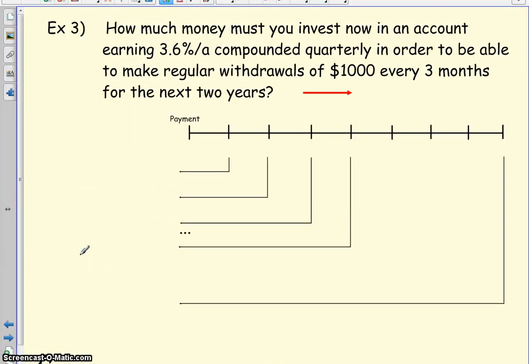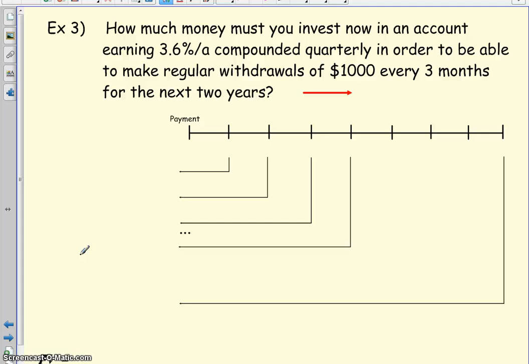Here's another type of example I want you to take a look at. If you read through it, you'll see it's a little bit of the opposite of the problem we looked at to start off the lesson. To start off, we were making regular payments into an annuity to try and have money at the end of a certain amount of time. Well, this time we want to invest money now.